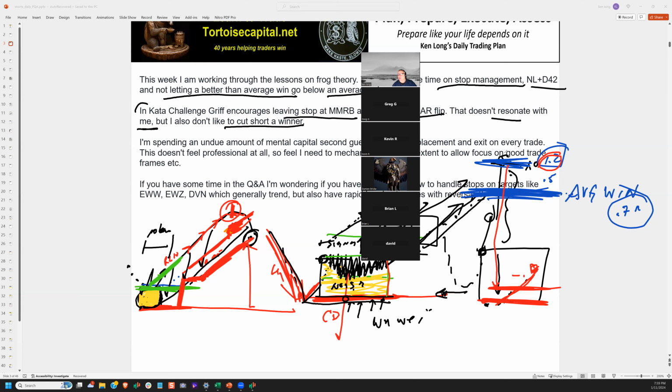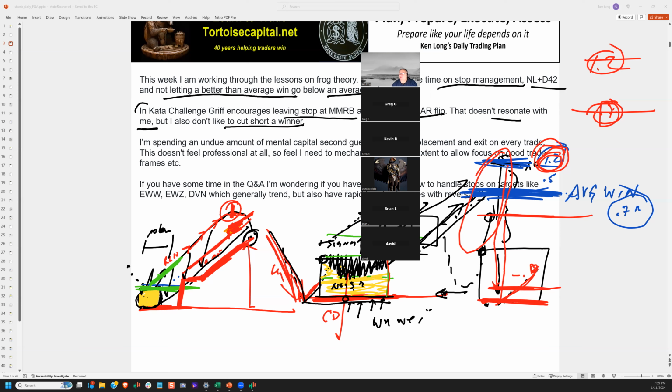So if you get an exaggerated move like that, I will issue a command override on my stop, just move it up and lock in an average win. If I get to 1.2, I want my stop at 0.7 so that I don't let an above average win become less than an average win.